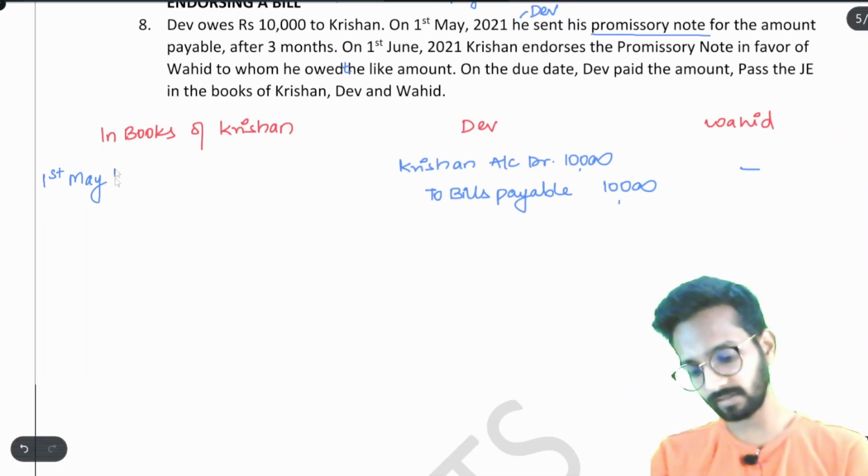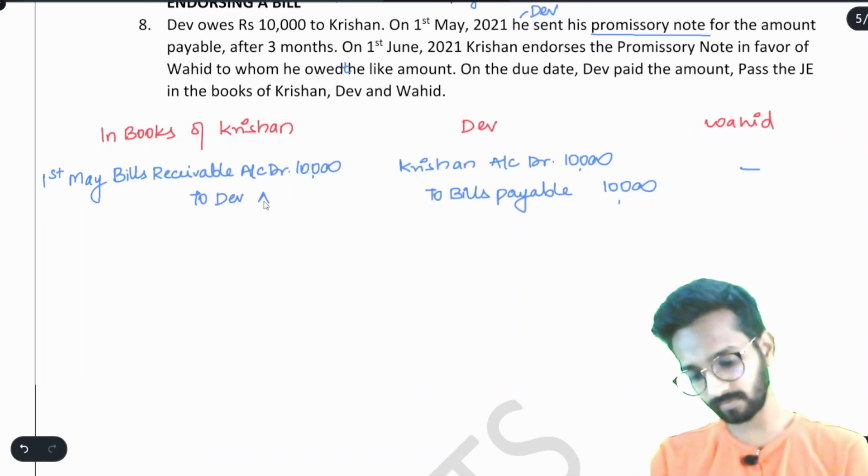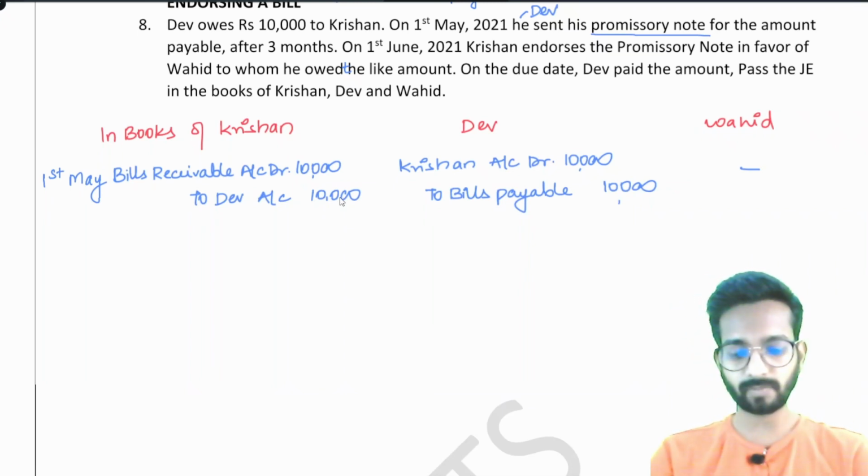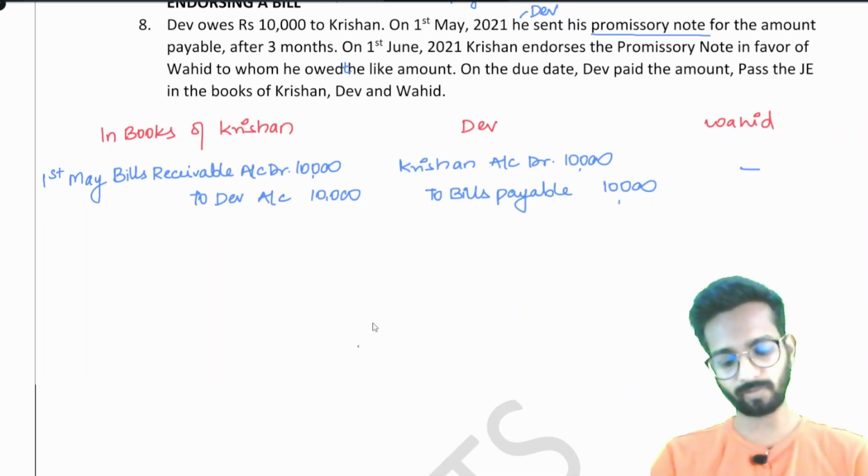So for Krishan, bills receivable account debit, how much? 10,000 to Dev account 10,000. Very simple. Just understand the wordings. On 1st May, Dev sent a bill to Krishan. So Krishan will write bills receivable account debit to Dev, and Dev will write Krishan account debit to bills payable. There can be a minor doubt that, sir, we are sending a promissory note but we are writing bills. It is one and the same thing. You can write bills payable and bills receivable for the promissory note also. There is no problem.